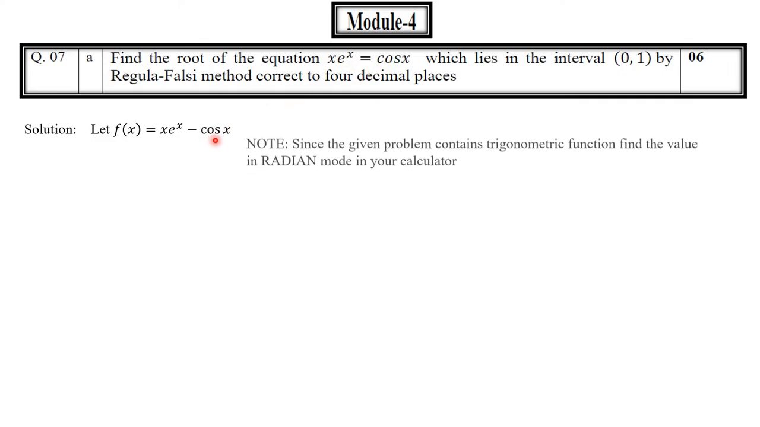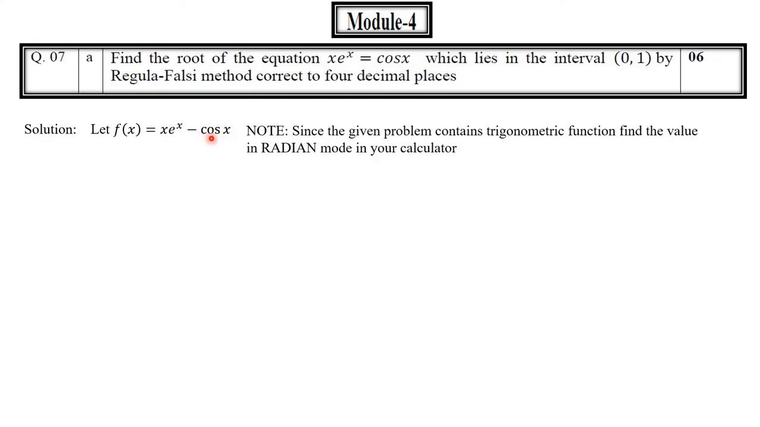Then, as the given problem contains a trigonometric function, to find the value of f of x we need to change the calculator to radian mode. Please observe this point, that's why I have made a note here. Since the given problem contains a trigonometric function, you should go for radian mode in your calculator.